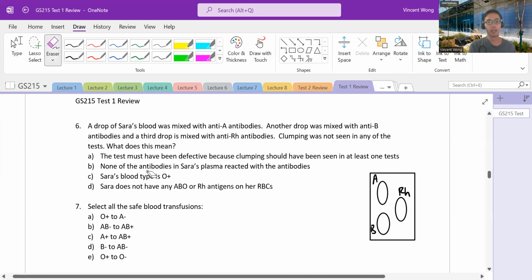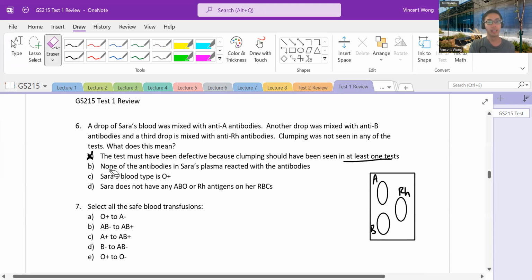What does it mean? A, the test must have been defective because clumping should have been seen in at least one test. That's not necessarily true. If you don't have A, you don't have B, and you don't have RH, then no clumping would occur, right? In order for clumping to occur, you have to have that antigen. And it's okay to not have A, not have B, and not have RH. So this is not true. You don't need to have at least one test having clumping. You can have all of them clumping, you can have none of them clumping, and anything in between.